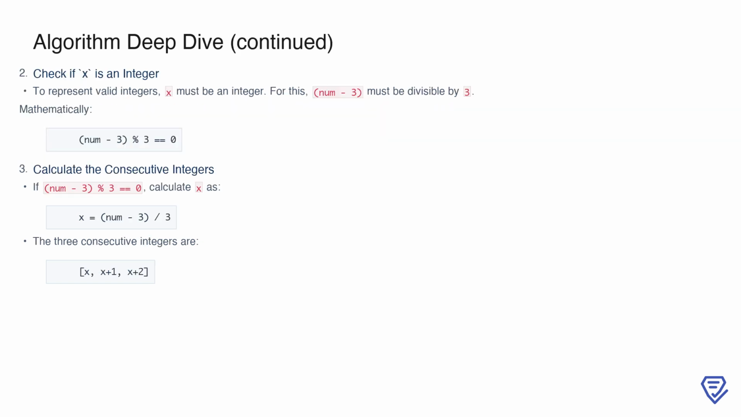Next, we need to confirm whether x is a valid integer. For x to be an integer, the value, num minus 3, must be divisible by 3. Mathematically, this means (num minus 3) modulo 3 equals 0. If this condition is true, we can calculate x using the formula x equals (num minus 3) divided by 3. Once we have x, the 3 consecutive integers can be determined as x, x plus 1, x plus 2. This approach ensures that the solution is both efficient and straightforward, relying solely on simple arithmetic and divisibility checks.